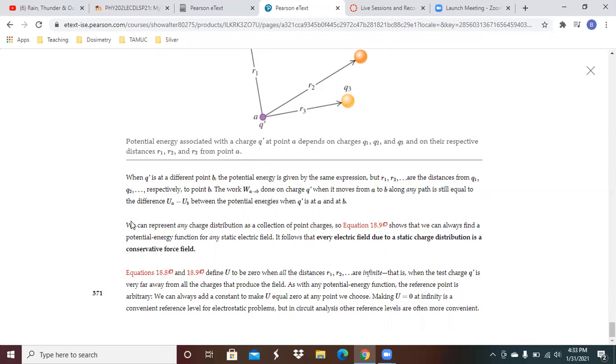So we can represent any charge distribution as a collection of point charges. Equation 18.9 shows that we can always find a potential energy function for any static electric field. So it follows that every electric field due to a static charge distribution is a conservative force field. So that's a lot to take in for this particular section, but it's pretty important.